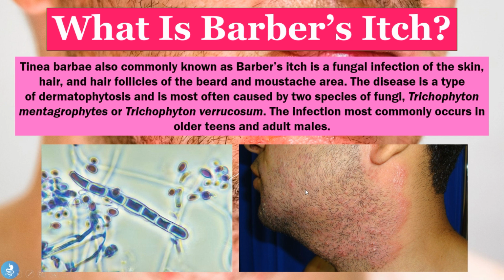So the infection most commonly affects the skin, the hair, and the hair follicles of the beard and the mustache area. And the two main types of specific fungal species involved in the infection include Trichophyton mentagrophytes and Trichophyton verrucosum. So this is actually an image of what the Trichophyton mentagrophytes species looks like on microscopy. So now that we know what the basics of Barber's itch is, let's take a closer look at how one can contract the disease.